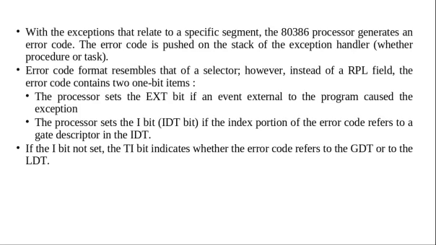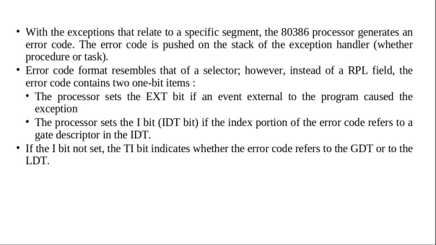The error code format resembles the selector format. A selector is a segment selector. So what format do we have in a segment selector? A base address and some offset value. Similar to that, we have the error code plus some bit values that will be set. So it resembles the format of a selector. However, instead of using the RPL field, the error code contains two 1-bit items. Now what are those two bits?